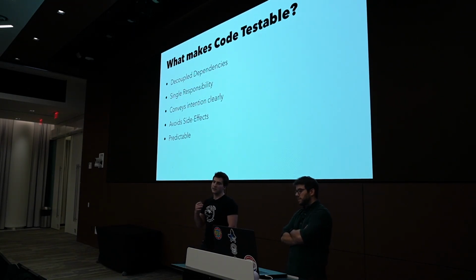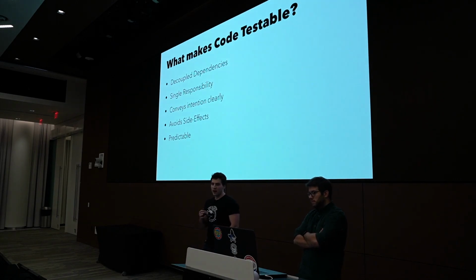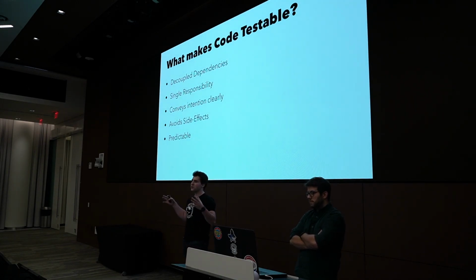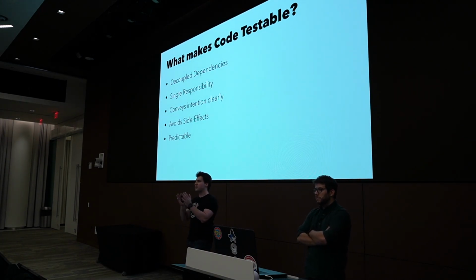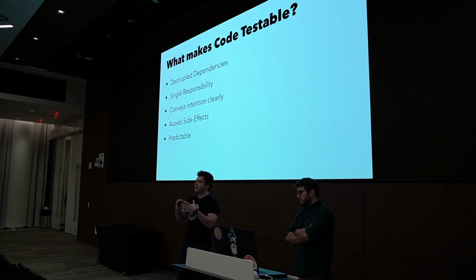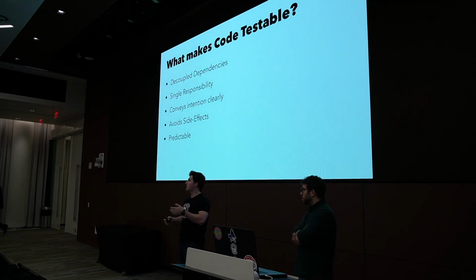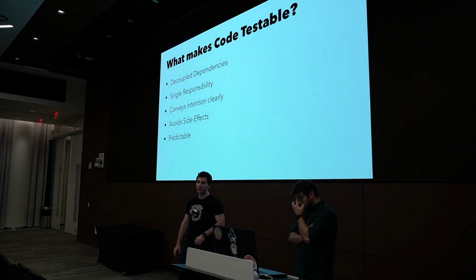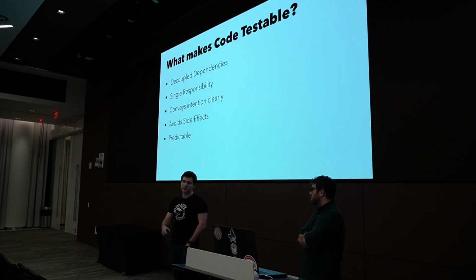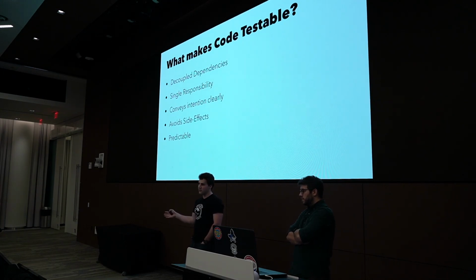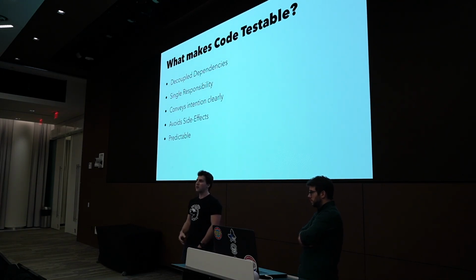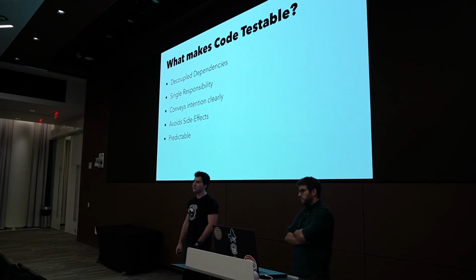And at the top of that list is decoupled dependencies. Having code that is modular and doesn't have all the dependencies lumped into one spot makes it a lot easier to test because you're testing the individual units and not trying to test this giant beast that has like 50 dependencies and you have to mock everything all at once. That also leads into the single responsibility principle. So having every piece of code have a single function, a single reason to change, makes it a lot easier because then you're only testing one thing. You're not testing like 10 different scenarios in a single code base.